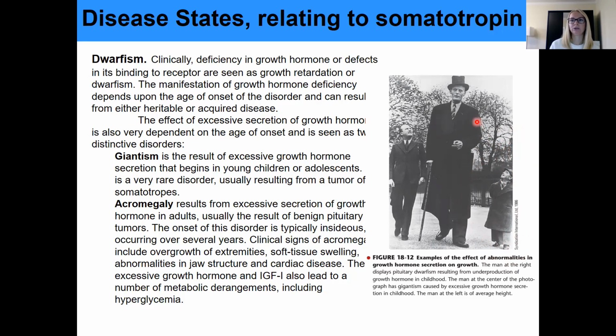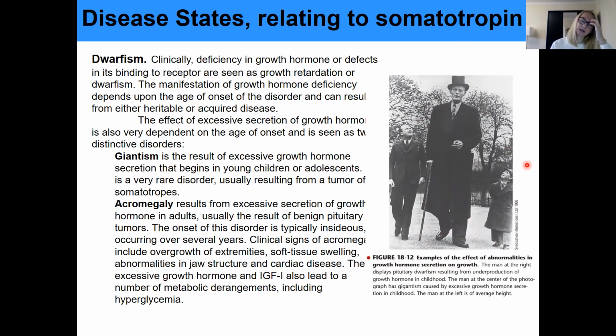Next disease related to excessive growth hormone secretion is called gigantism. The onset of this disease is in young children or adolescents. It is a very rare disorder, usually resulting from a tumor of somatotrophs. And you can see the picture. On the left, the man is of normal, average height. The second man has gigantism, and the third one has dwarfism.